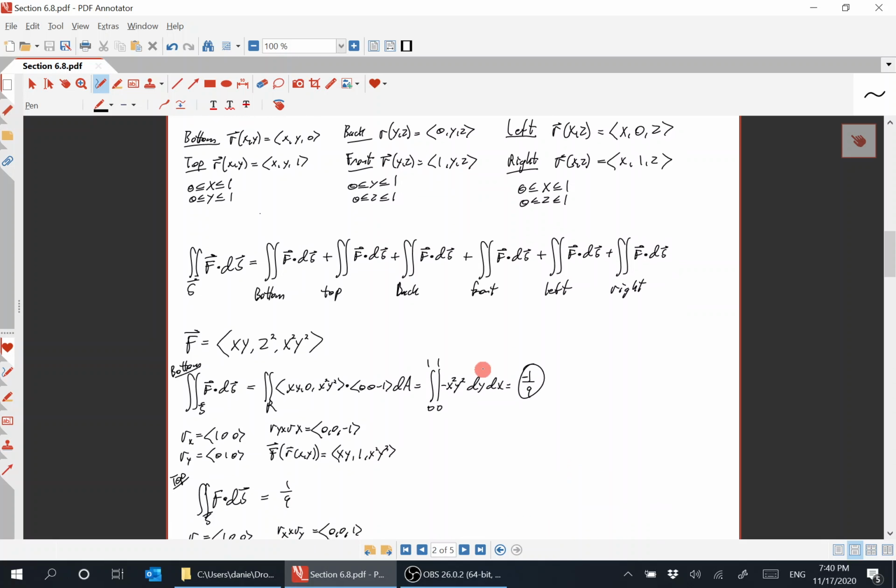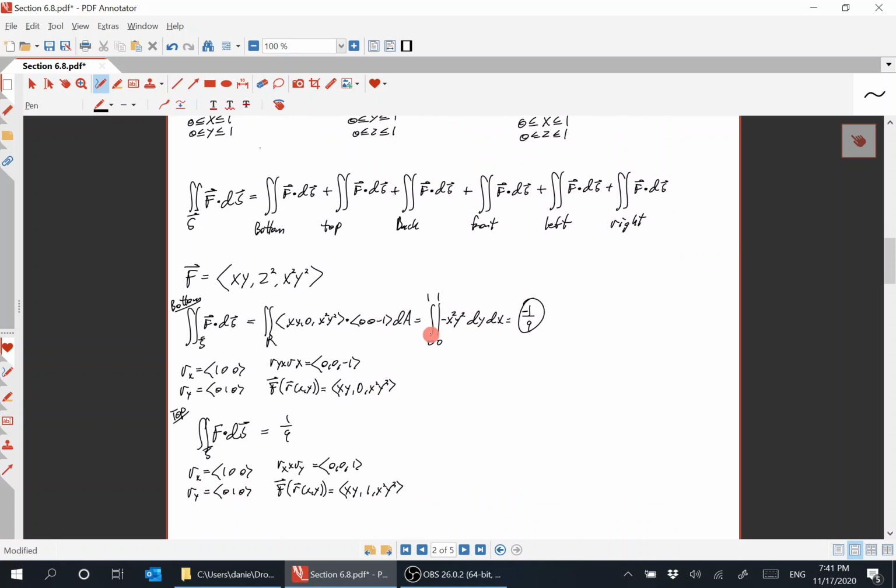Anyway, and then F of r of x, y: x is x, y is y, and z is 0. Well, it doesn't matter because this is F of r of x, y, and this is Ry cross Rx. So the surface integral is a double integral of this dot product dA, which turns out to be the integral from 0 to 1, 0 to 1 of minus x squared y squared dy dx, which is minus a ninth.